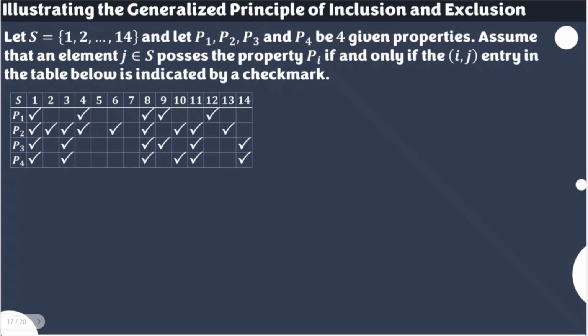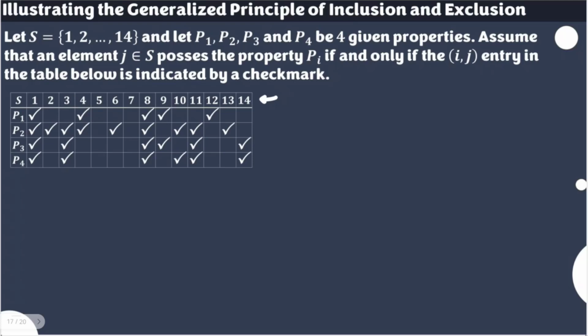These are the elements here. And let P sub 1, P sub 2, P sub 3, and P sub 4 be 4 given properties. We are going to assume that an element in S possesses a property P sub i if in the grid of i and j it's indicated by a check mark. Hence, for example, this check mark here indicates that element 6 has the property P sub 2, and so on and so forth.